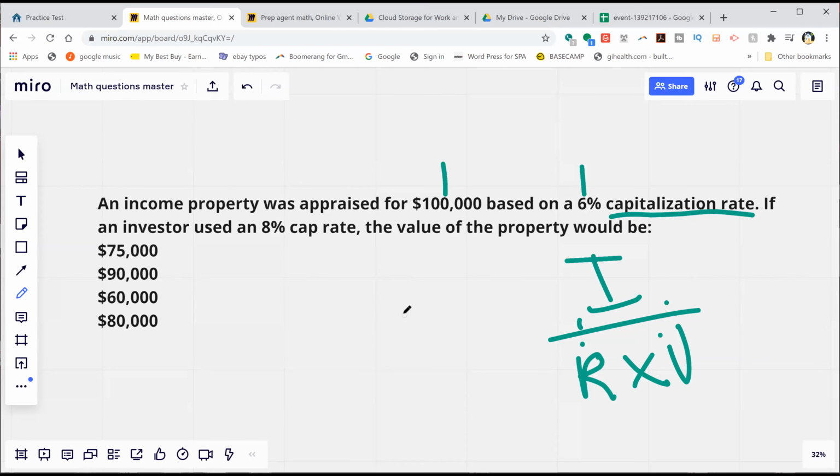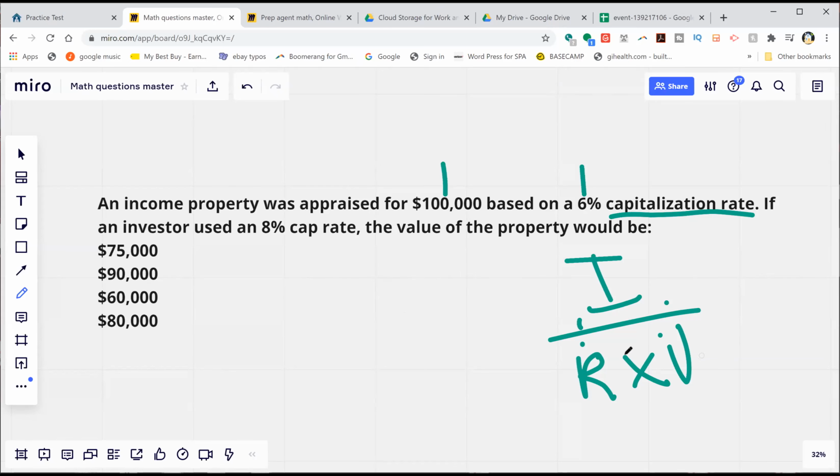So guys, put in your own words. What are they asking you for? Okay, what are they asking you to solve for? It looks like they're asking you to solve for the value of the property, right? The value of the property if they changed the cap rate, right? So someone wrote they were looking for the difference between 8 and 6%. So yes, they are. And what they're looking for is a value.